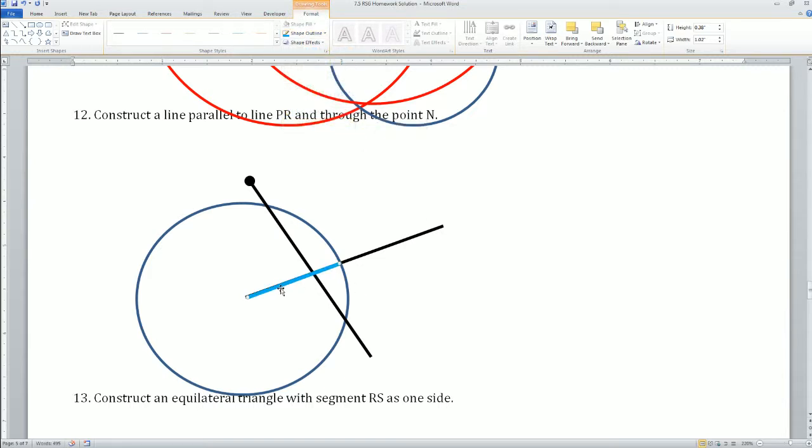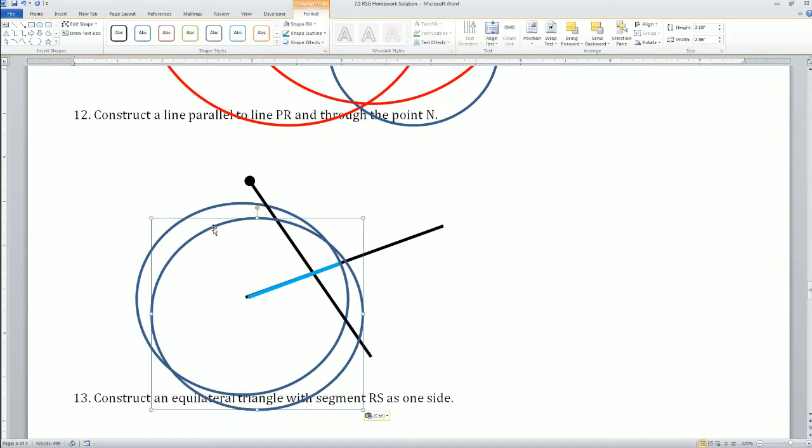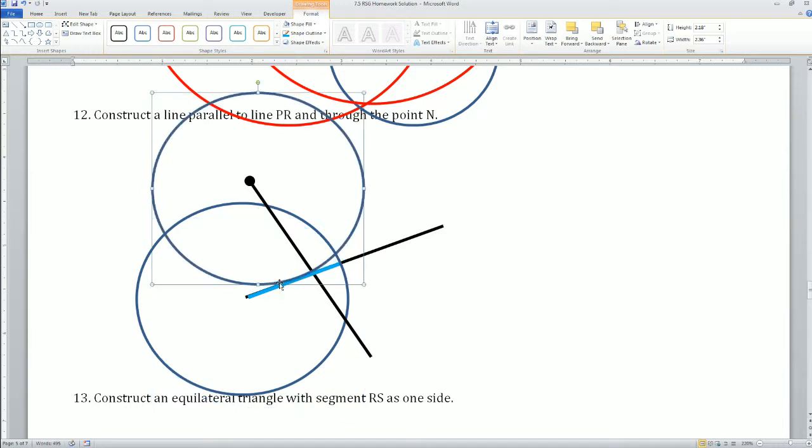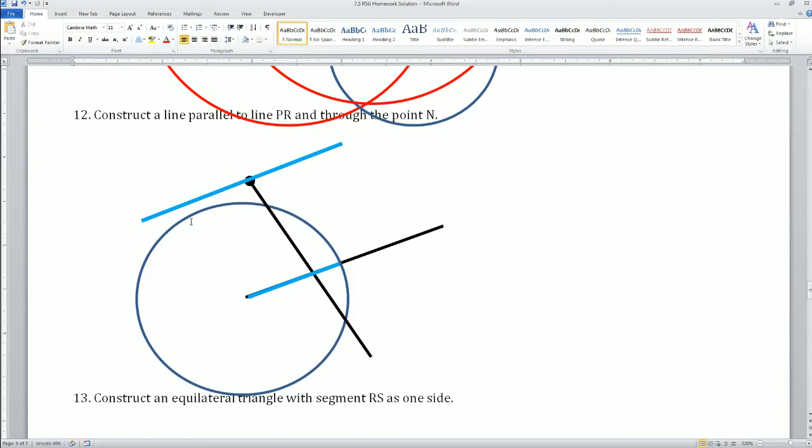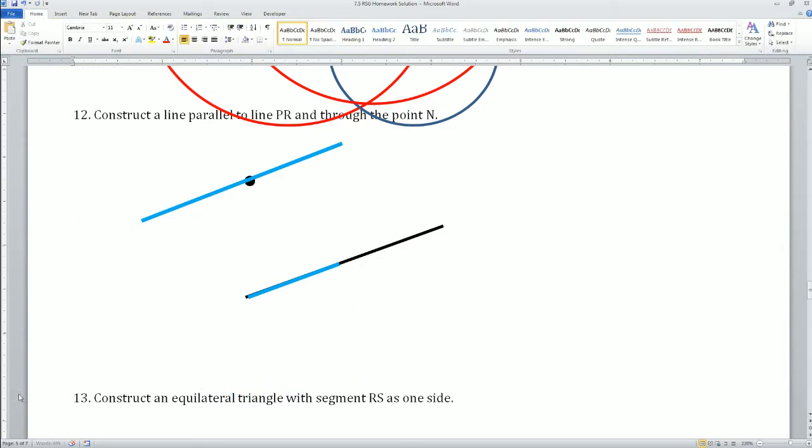If I copy this radius with this circle and bring it up here, that is the center. This will also have the same radius. If you just extend this line further now, it's not that pretty, but if you extend it a little bit further, let me delete this and delete this. You see, these are parallel lines now.